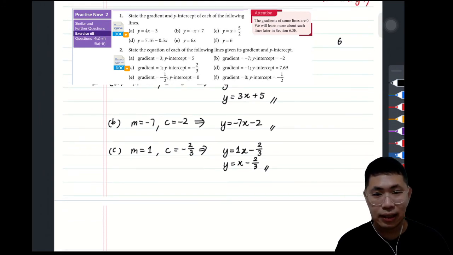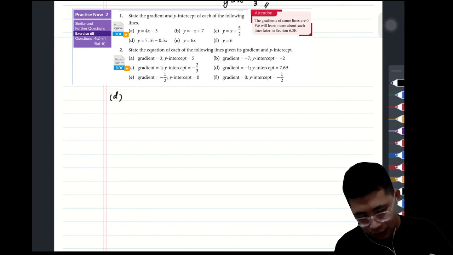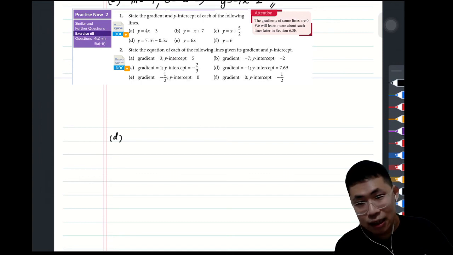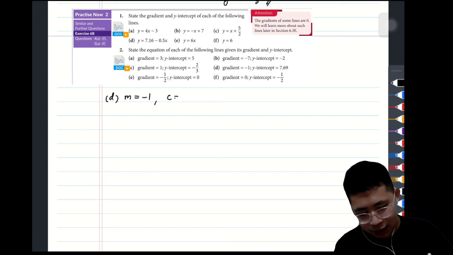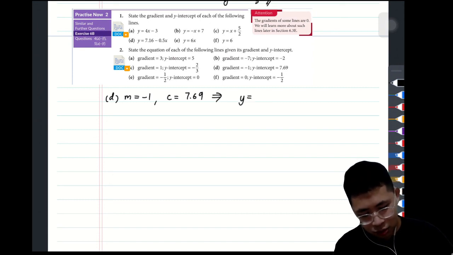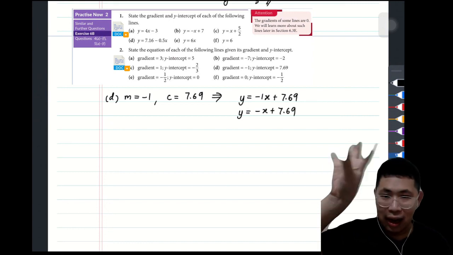Okay, let's look at d. Maybe I write below. The gradient is negative 1. The c is 7.69. So let me write it out. y equals mx plus c. So y equals negative x plus 7.69. We tidy up the negative 1, so we hide the 1.